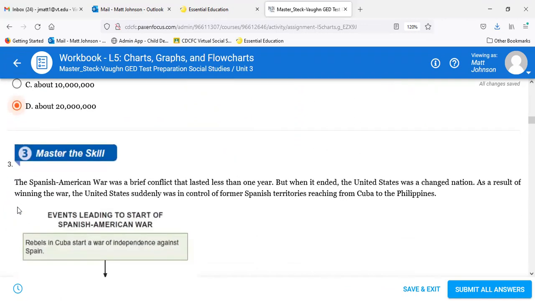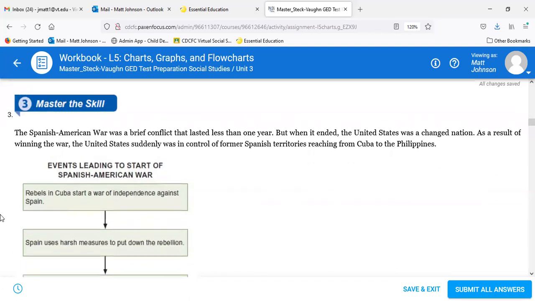Okay. Christiana, let's take a look here. We got some more information. New flowchart. So the Spanish-American War was a brief conflict that lasted less than 1 year, but when it ended, the United States was a changed nation. As a result of winning the war, the United States suddenly was in control of former Spanish territories reaching from Cuba to the Philippines. So the events leading to the start of the Spanish-American War in, I think this was 1898, so right before the turn of the century.